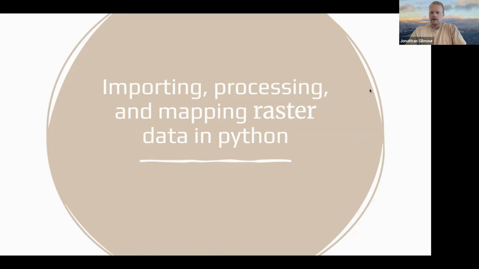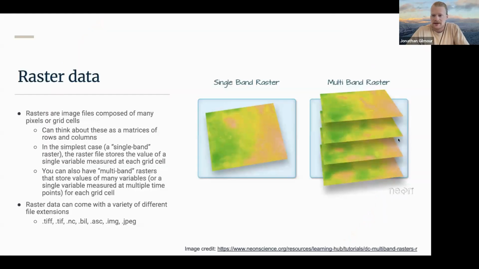Okay, so we're going to move on to importing, processing, and mapping raster data in Python. And we'll go back to the Python notebook and keep working through this and troubleshooting once we've talked through some raster data. So what is raster data? We talked about it as a grid of pixels or cells. You can think of these as rows and columns.